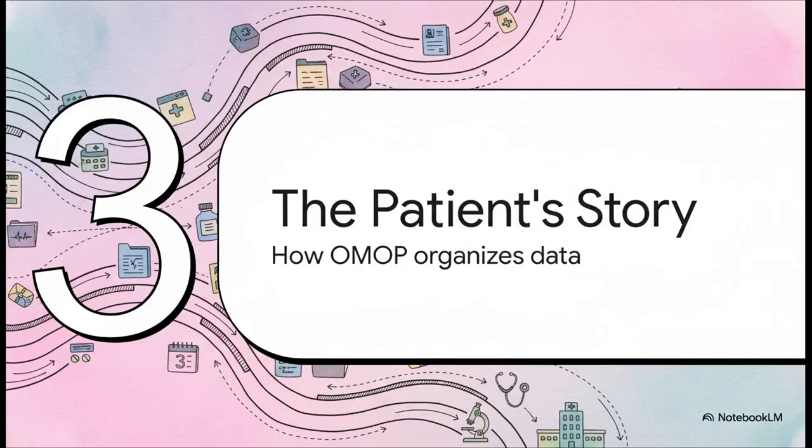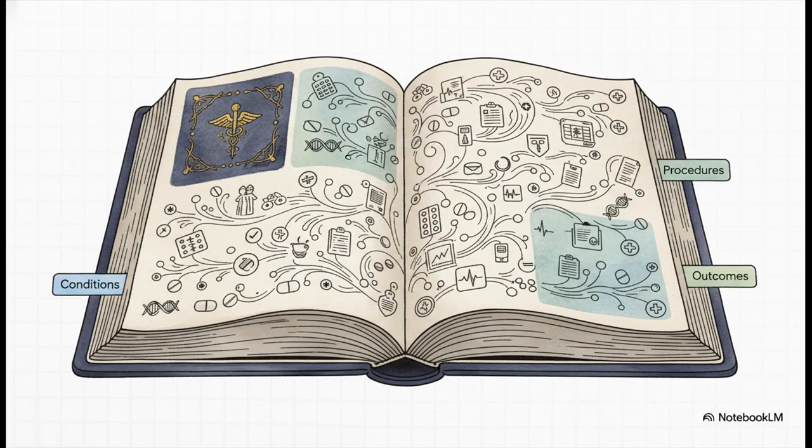Okay, so we know it creates a common language, but how does it actually organize everything? Well, think of it like a story, a patient's personal health journey. Right, so instead of just a jumble of disconnected facts, OMOP puts it all together into a logical narrative. The best way to think about it is like chapters in a book. Each chapter, or each table in the model, tells a different part of that person's healthcare story.